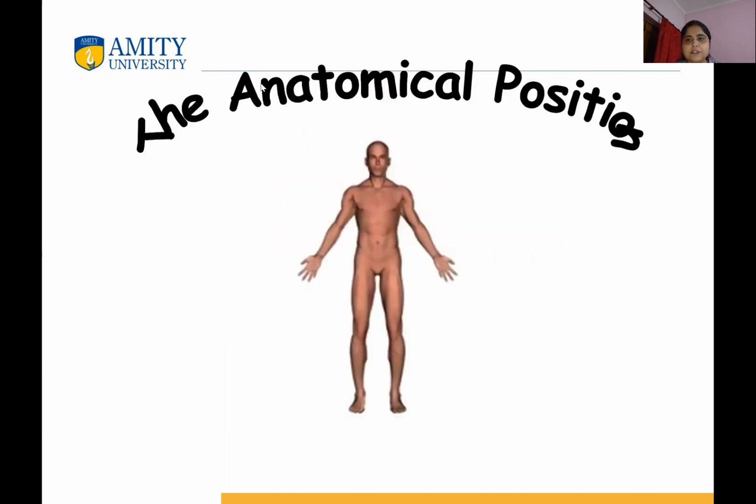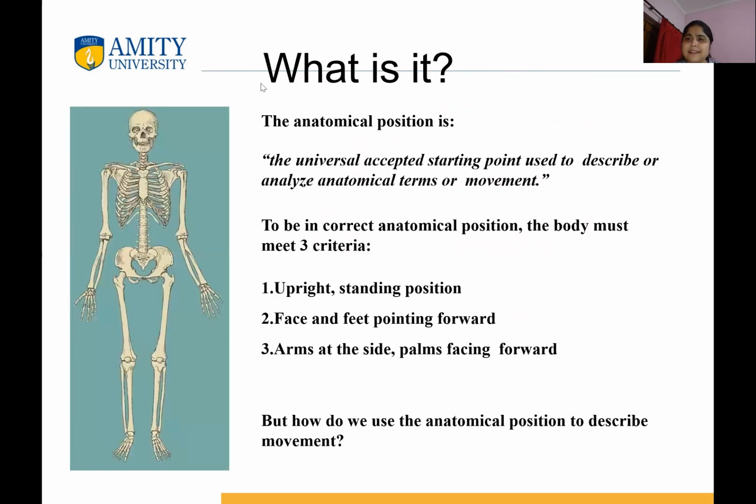The anatomical position. What is anatomical position? It is that universally accepted starting point used to describe or analyze anatomical terms of movement. To be correct, the body must meet three criteria, as it is depicted in the skeleton in the picture. First, upright and standing position, face and feet pointing forward, arms at the side, palms facing forward.